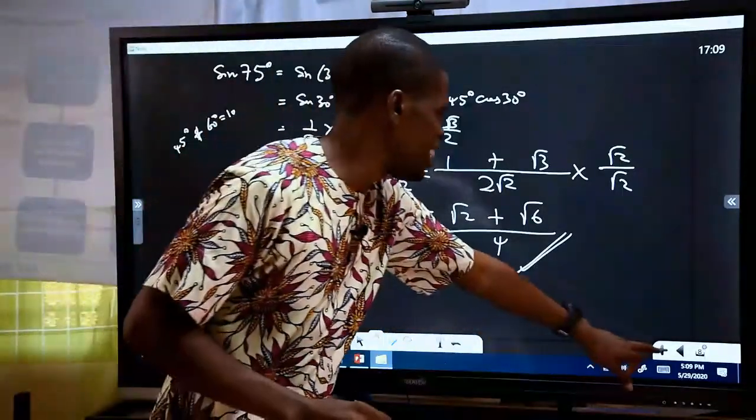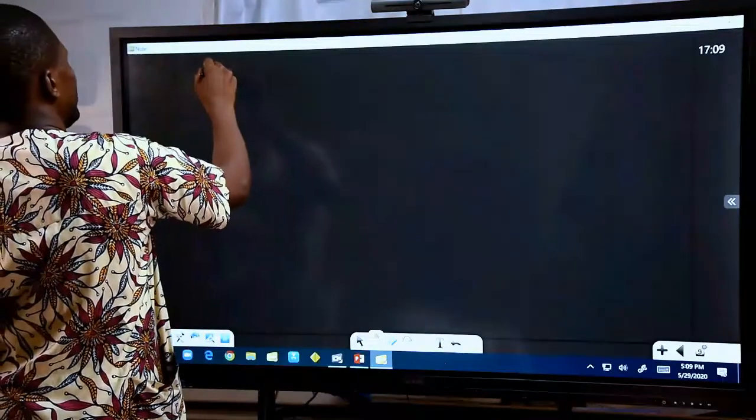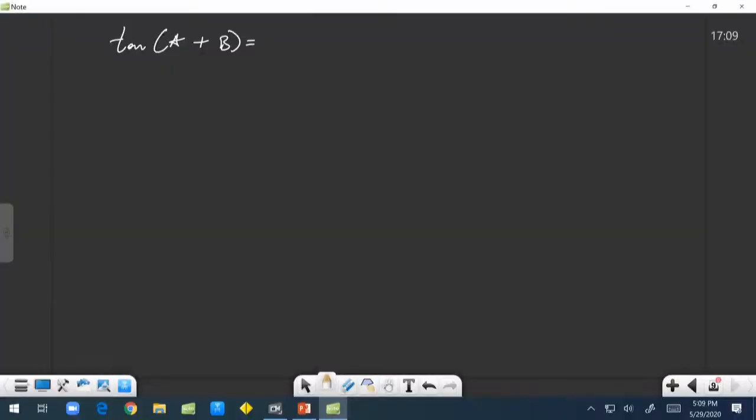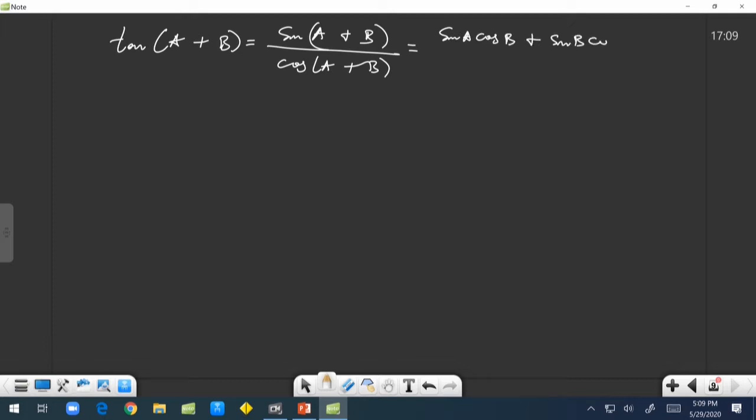We can also look at the tangent of angle. When you talk about the tangent of a sum, tan A plus B, what is tan A plus B? Tan A plus B is sine A plus B divided by cos A plus B. And what is sine A plus B? Sine A plus B is sine A cos B plus sine B cos A, divided by cos A plus B, which is cos A cos B minus sine A sine B.